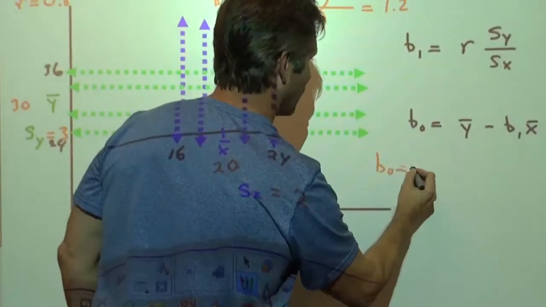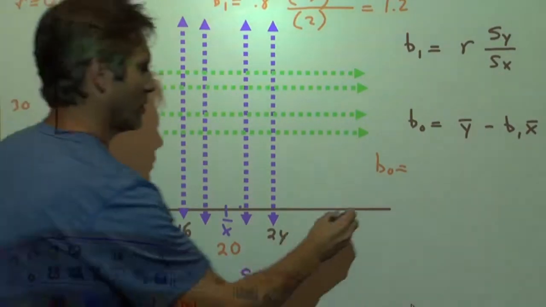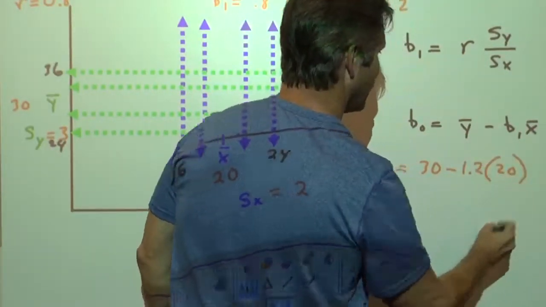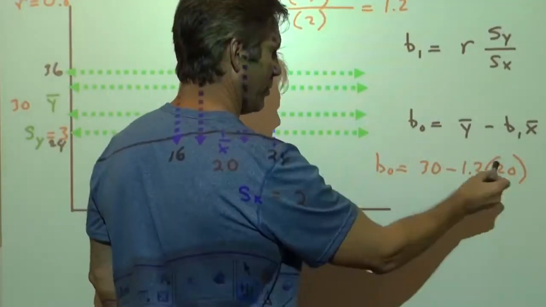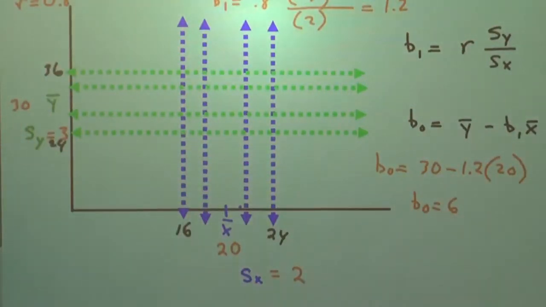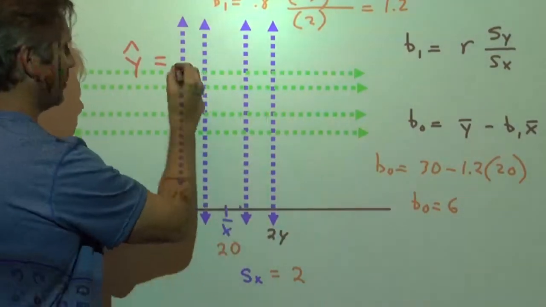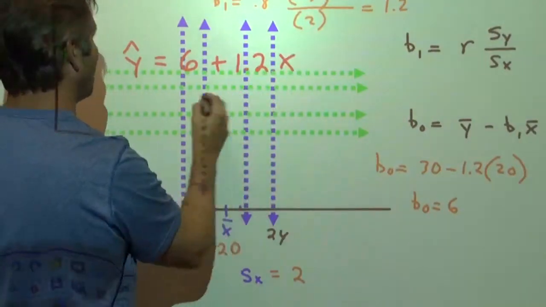And the y-intercept is going to be the average y, which is the 30, minus the slope we just calculated times the average x. So it's going to be the average y of 30 minus the slope of 1.2 times the average x of 20. 1.2 times this is going to be 24. 30 minus 24 is 6. So our y-intercept is 6. So our regression line, let's use a different color, red. Our regression line then is going to be y hat, the prediction line is the y-intercept of 6 plus the slope of 1.2 times x.